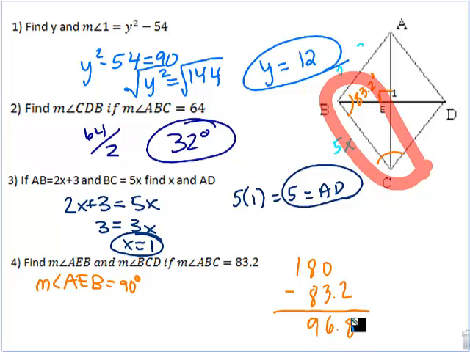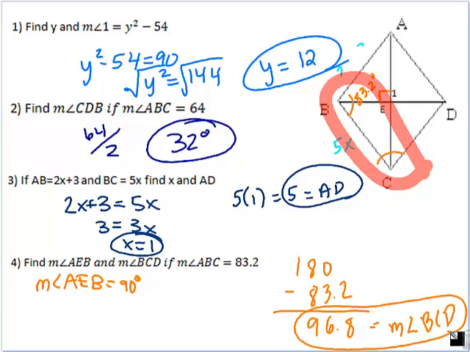96.8. I don't know how you got that number. 96.8 degrees. Does that make sense? Is that okay? Okay, so now we're going to do some ones that involve graphing, where I'm going to give you points. 96.8 degrees was the answer for that.